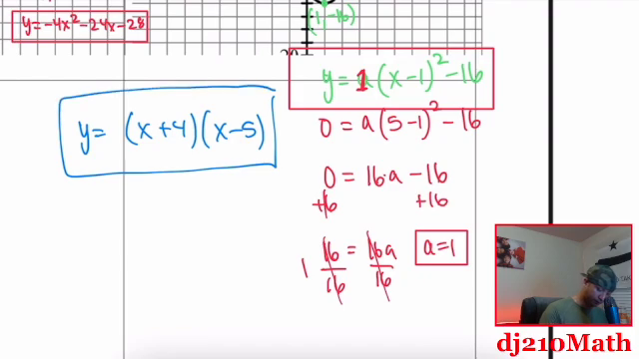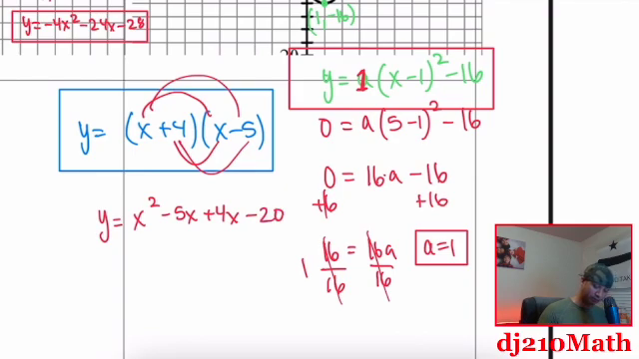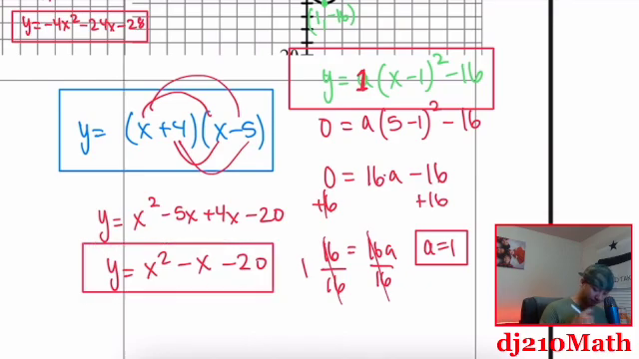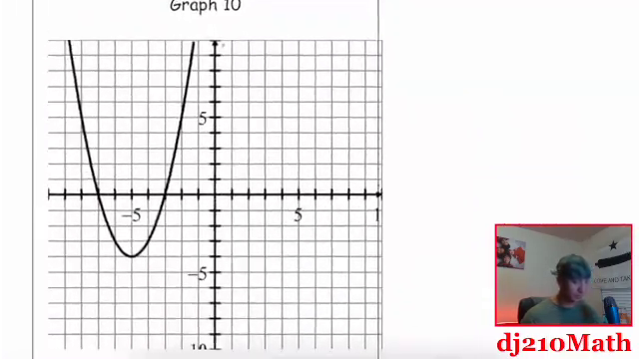Standard form, we're just going to FOIL all this out. Double distribute. So y is equal to x squared minus 5x plus 4x minus 20. And then combining the middle terms, x squared minus x minus 20. That's nice. Okay, is that it? Nope, we got one more. The last one. Let's go.